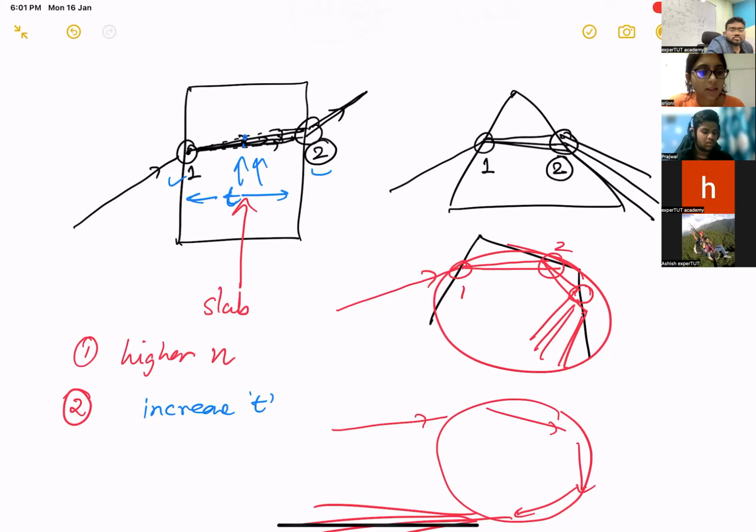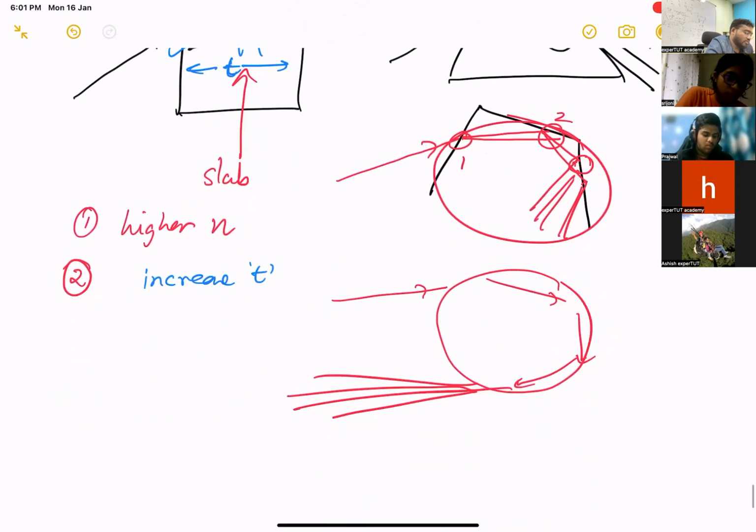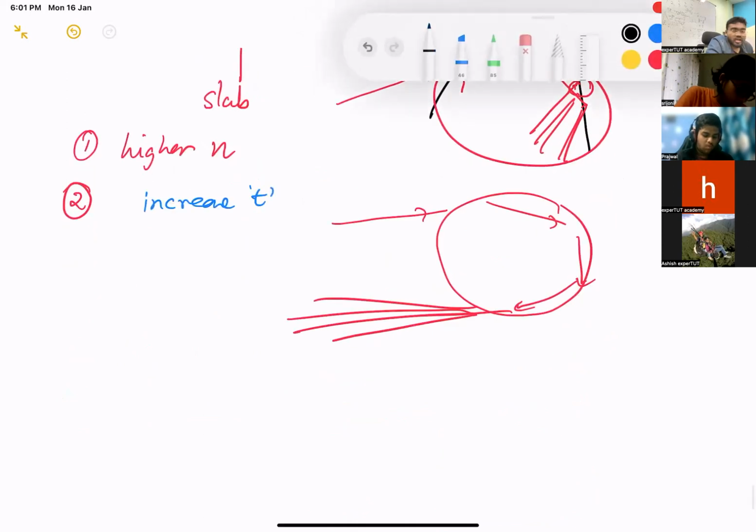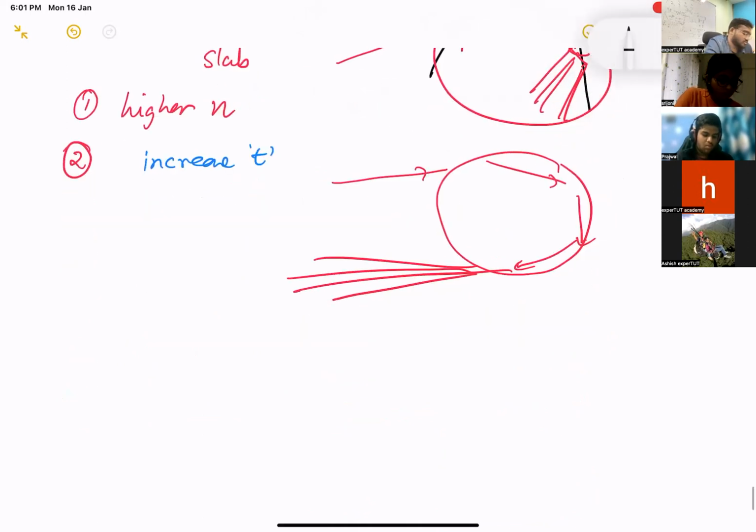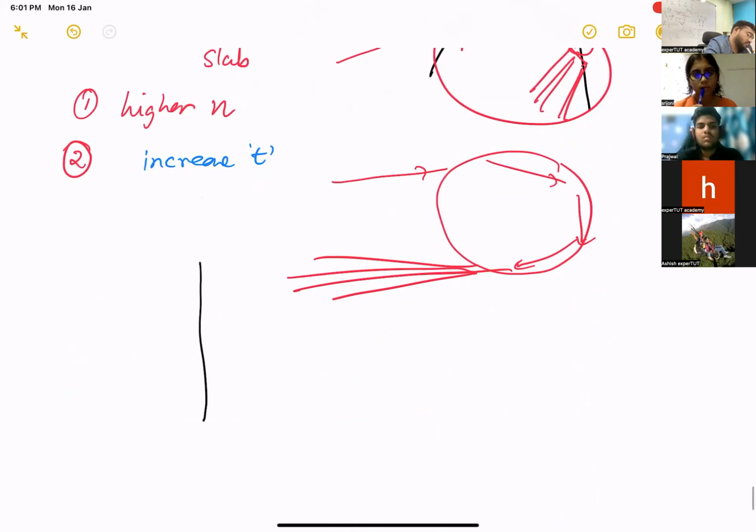Sir, I didn't understand the higher refractive index part. Higher refractive index means they bend more. Okay. Each will bend more. I think Prajwal, it does not work that way. I don't think higher N is the answer. Prajwal, see why. ये आई है, ठीक है.